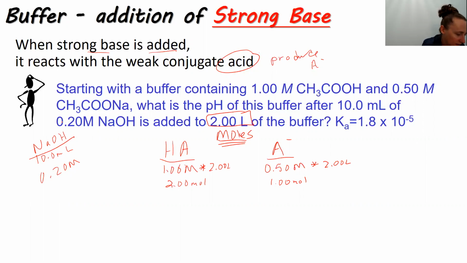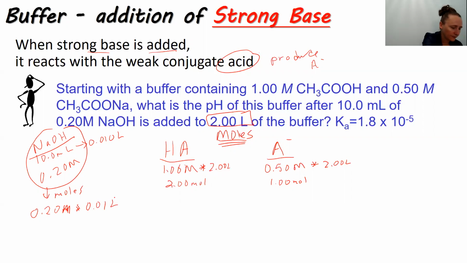All right, so now I need to find moles of the strong base. So 10 mL is 0.010 liters. So if I have 0.20 molar times the 0.01 liters, I get 0.002 moles of the strong base.